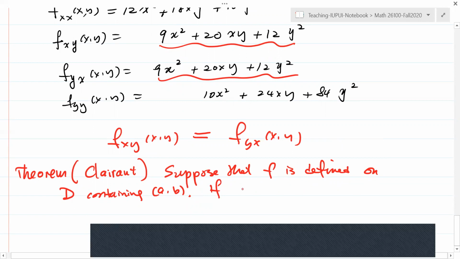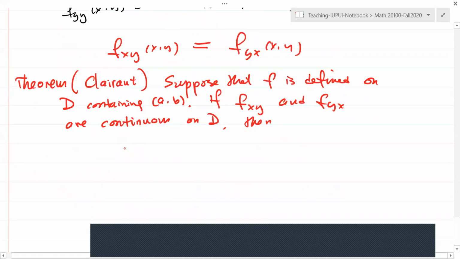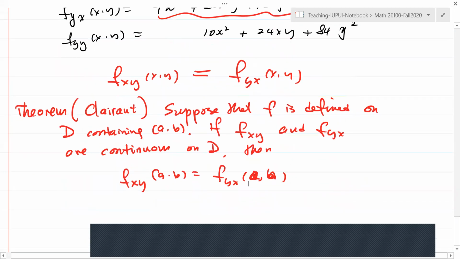Okay, if f sub xy and f sub yx are continuous on D, then we always have this property. Right? You can switch the order. Sorry, it's yx and B. Okay. It's there. Okay. So of course, our partial derivatives of polynomials are always continuous. No problem. That's guaranteed. Would you mind following up?